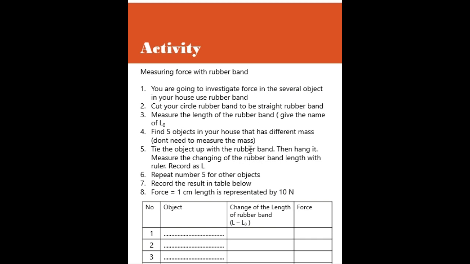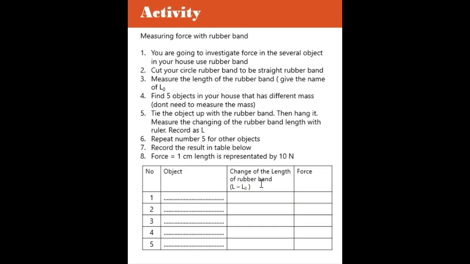Remember, you already measured the initial length, and then after that you hang the object on the rubber band, right? So there is a change in the length, and then record the length after there is an object on the rubber band. Next, repeat number 5 for other objects. Remember, you already found 5 objects, right? So you have to do the same thing with the other objects, and then record the results in the table below. This one is the result, students.